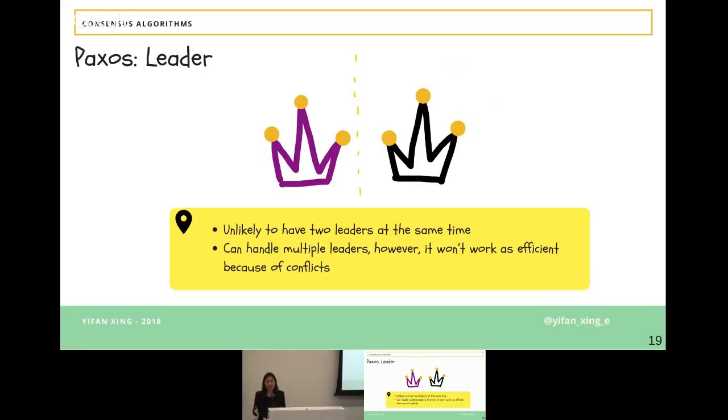So in Paxos, it's unlikely to have two leaders at the same time because of the way that the algorithm is designed. But Paxos can handle multiple leaders. It will just not be as efficient as having one leader.